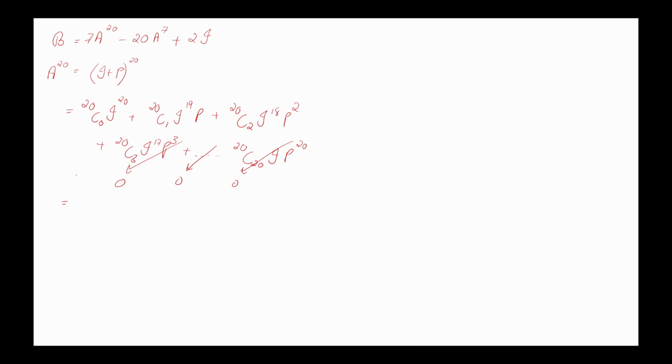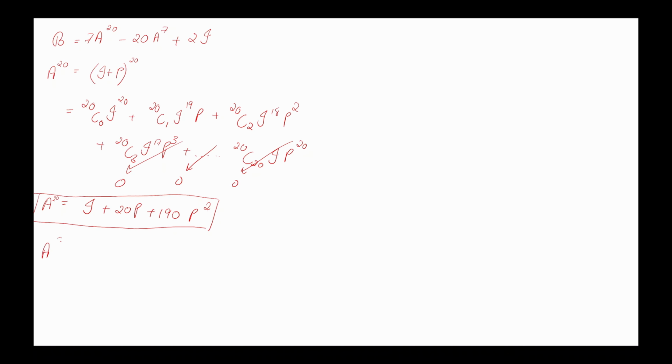So I would only be left with 20c0. What is it? 20c0 is 1, and I to the power 20 is simply I. 20c1 can be written as simply 20. I to the power 19 becomes I into P, and I into P: any two matrices multiplied where one of them is identity, I would have the second matrix only. So this would become 20P, and 20C2. What is the value of 20C2? 20C2 is nothing but 190. Here I would have P square. So this is what I'm getting as A to the power 20.